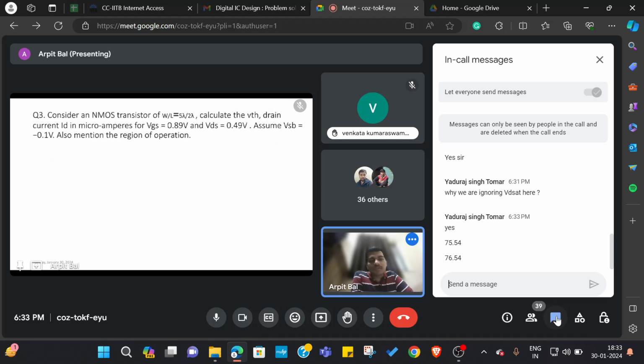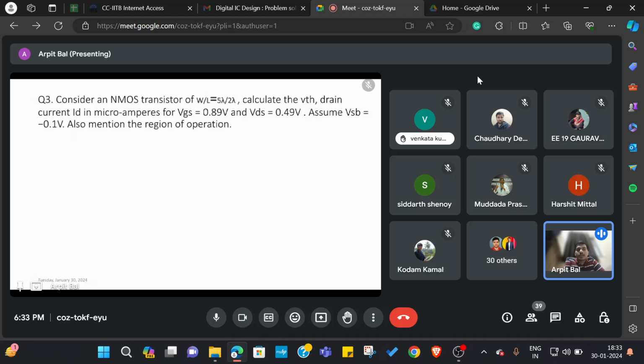Okay, so in the previous questions, we did not consider the presence of body effect, but as we know, presence of body effect is going to affect our VTH. In the previous question, VSB was 0, so VTH was equal to VTH naught. But in this question, it is assumed that VSB is equal to minus 0.1 volt. So now let us see how the calculation changes.